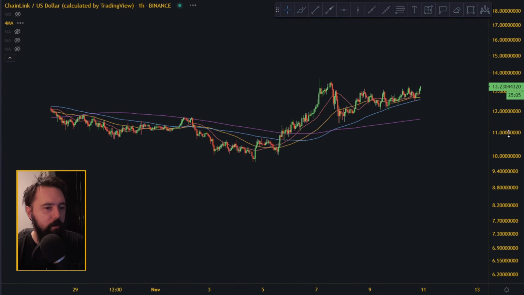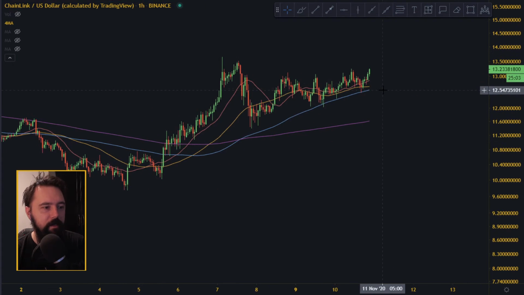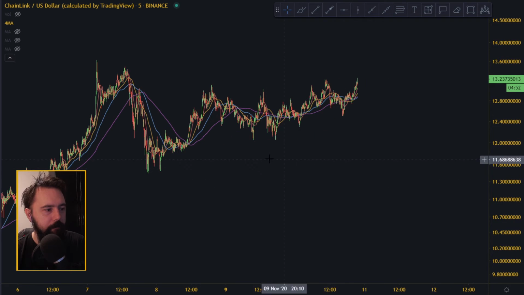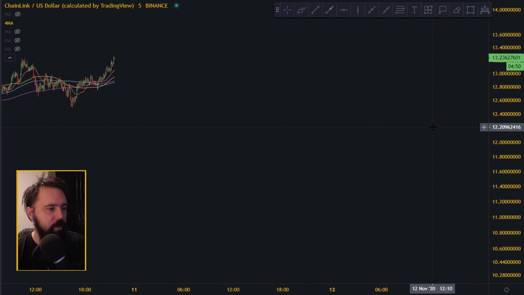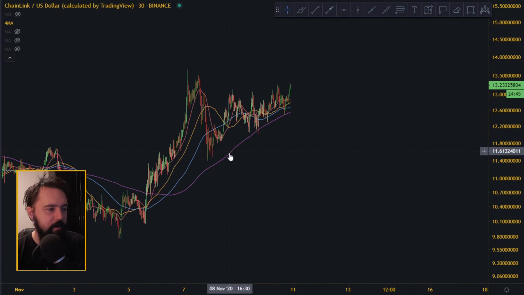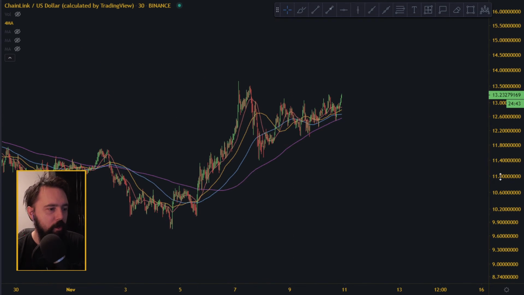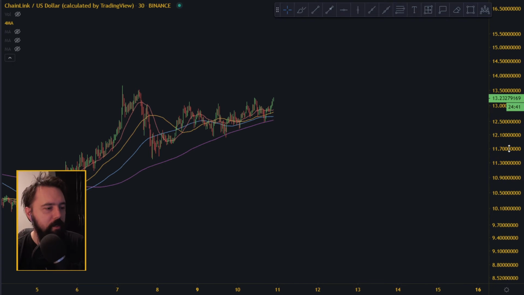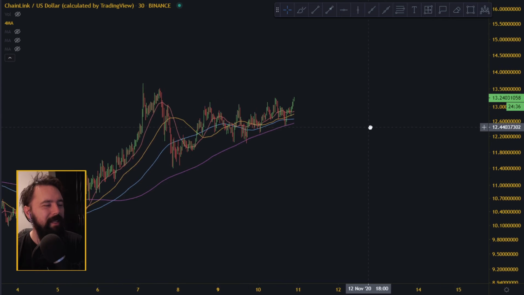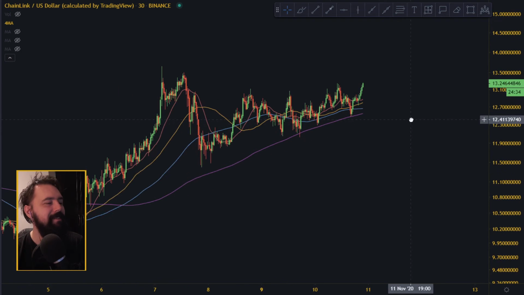So you can see here at 1 hourly, it's already finding support on the 100 moving average. And on the 5 minute, okay, you just broke. On the 30 minutes, it's on the 200 moving average. So it's doing what it's supposed to be doing. It's finding support where it should be finding support. It's looking really, really bullish, and it's gonna explode. Chainlink is gonna explode soon.